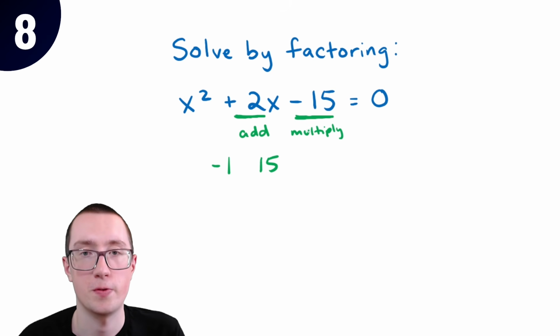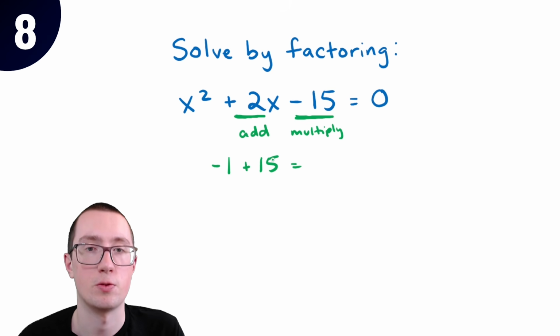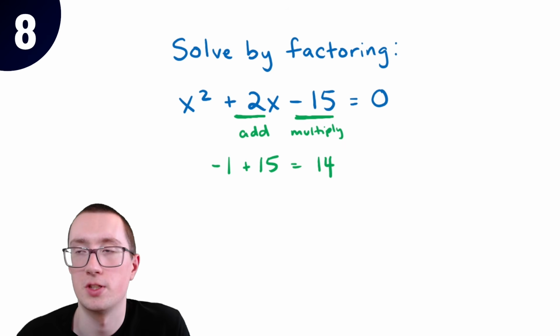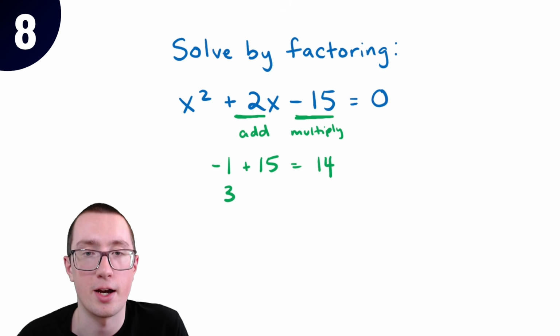So negative 1 times 15 is negative 15. But if we add these together, negative 1 plus 15, that's the same thing as 15 minus 1, which is 14. We're looking for 2. So this is way off, but it's a start. What other numbers multiply to 15? Well, the only other numbers I can think of are 3 and 5. 3 times 5 is 15.